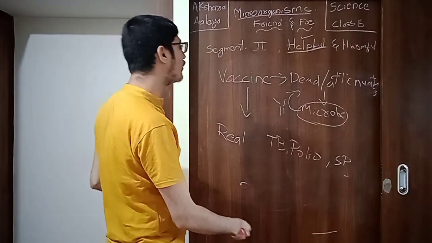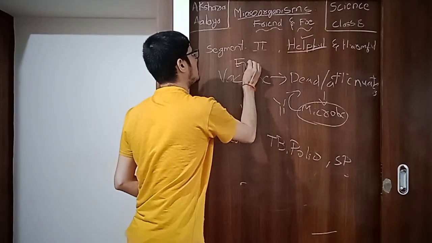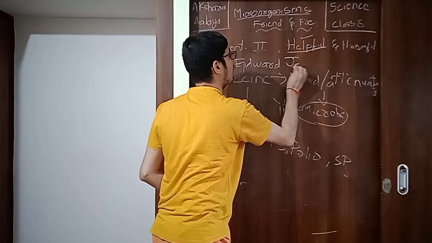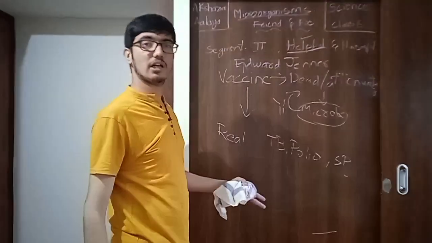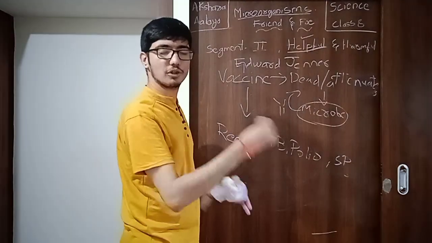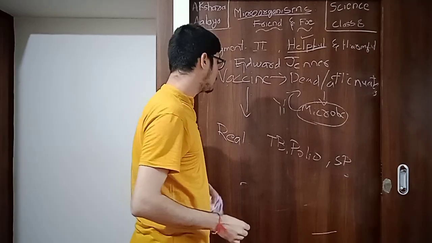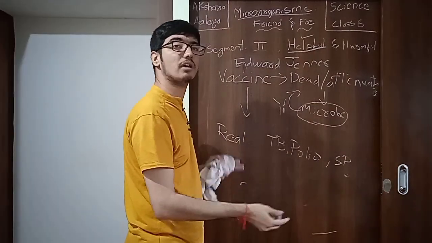So the vaccine was found by Edward Jenner. He is a scientist who found the vaccine. It was first found for smallpox, and that too using cows, and then it was used for humans. Edward Jenner coined the term vaccine, or he found the first vaccine, for smallpox.